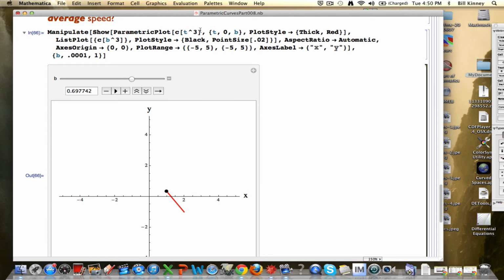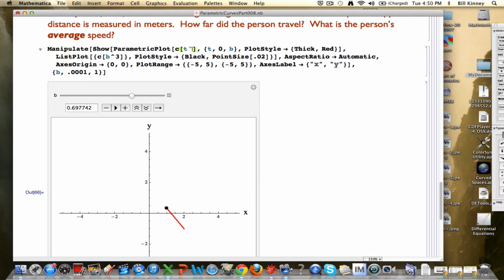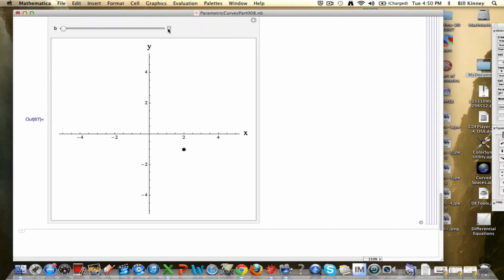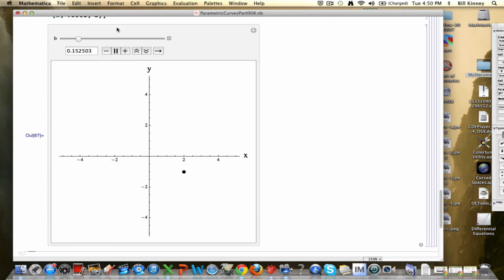It can be even more extreme. T to the 10th power, for example. Change this to a b to the 10th power. Now this is barely going to move at first. Then all of a sudden it's going to move really fast.